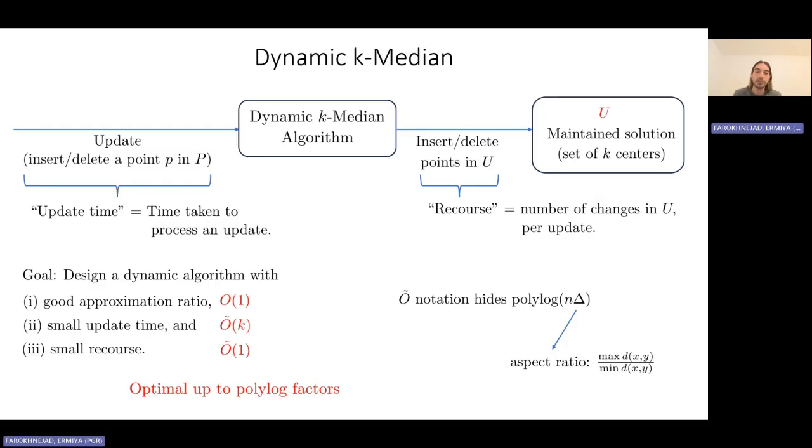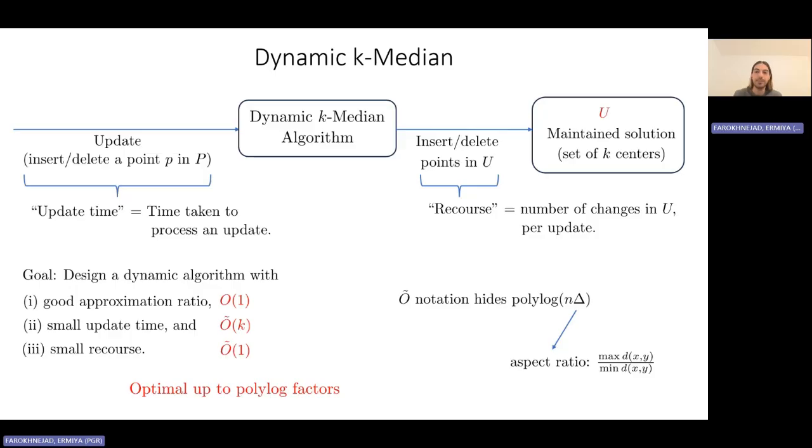Since we know that it's not possible to get constant approximation with less than nk time, this shows that any dynamic algorithm should have at least omega of k update time. So this means that tilde of k is actually near optimal up to polylogarithmic factors for the update time.